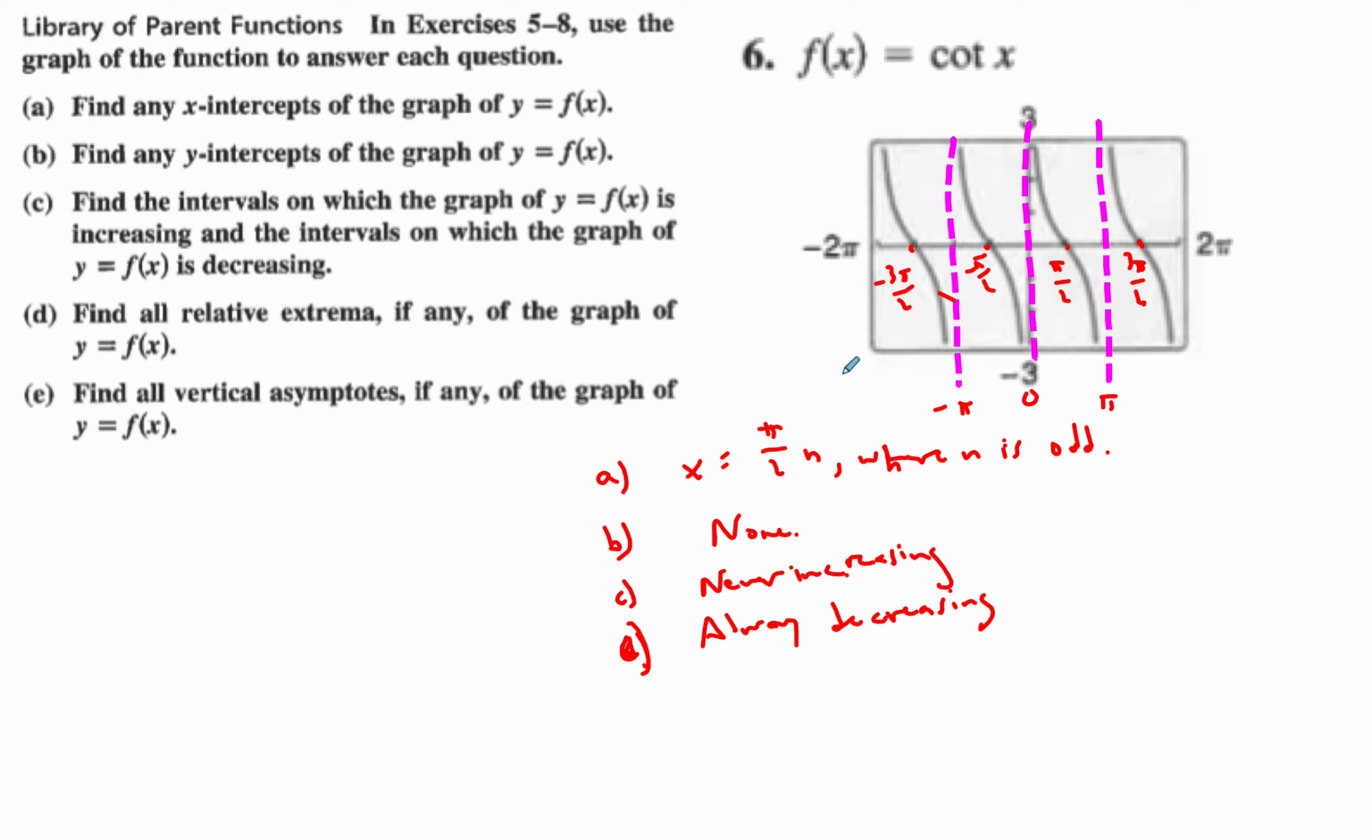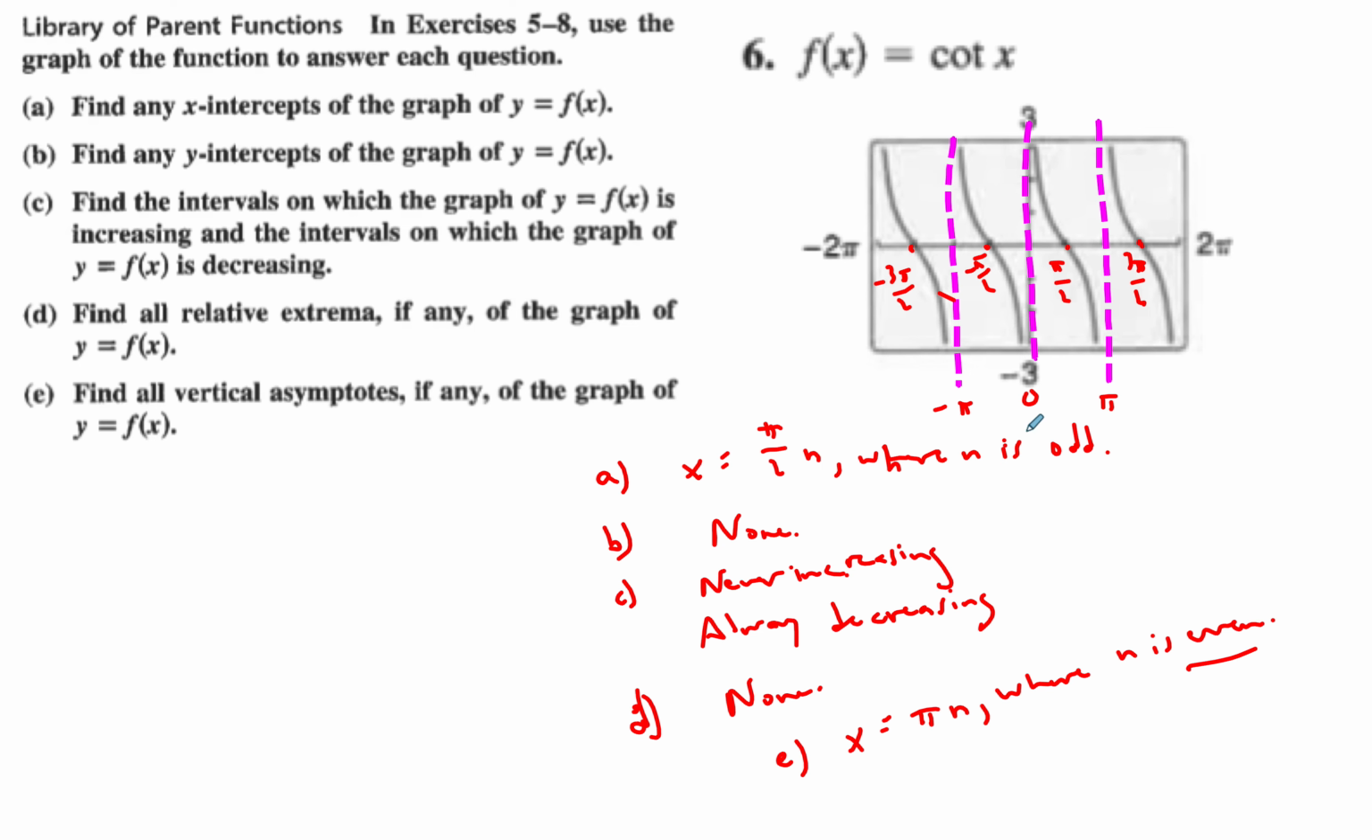If you think about it carefully, tangent's always increasing, right? So this is D. Let's get rid of this. Get rid of the evidence, right? Find all relative extrema. Remember, maxes or mins are what the extrema are, so there are none in this particular case. E, all vertical asymptotes. So we can sneak this in here that the vertical asymptotes are always going to be x equals, but they're going to equal to what? Pi n, where n is even.